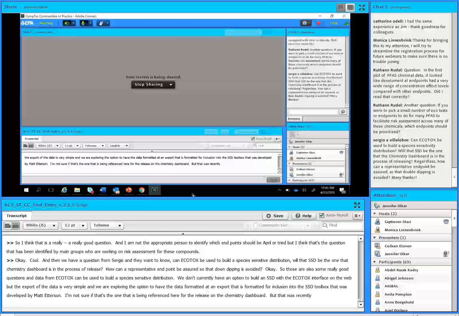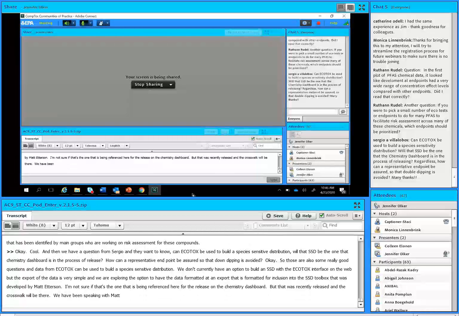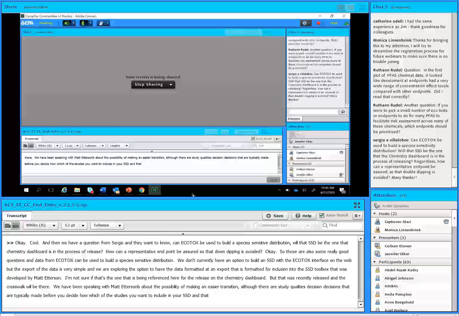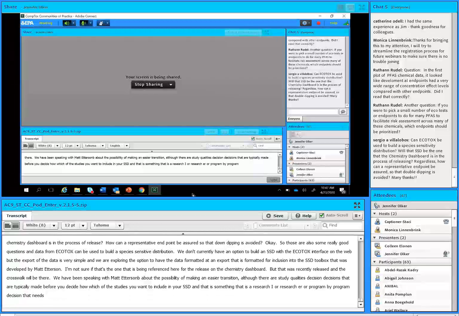the crosswalk will be there. We have been speaking with Matt Ederson about the possibility of making an easier transition, although there are study quality decisions that are typically made before you decide which of the studies you want to include in your SSD, and that is something that is a researcher by researcher or a program by program decision that needs to be made. We feel that the information that is available in the ECOTOX database can help make those decisions, but we are not making them for you.